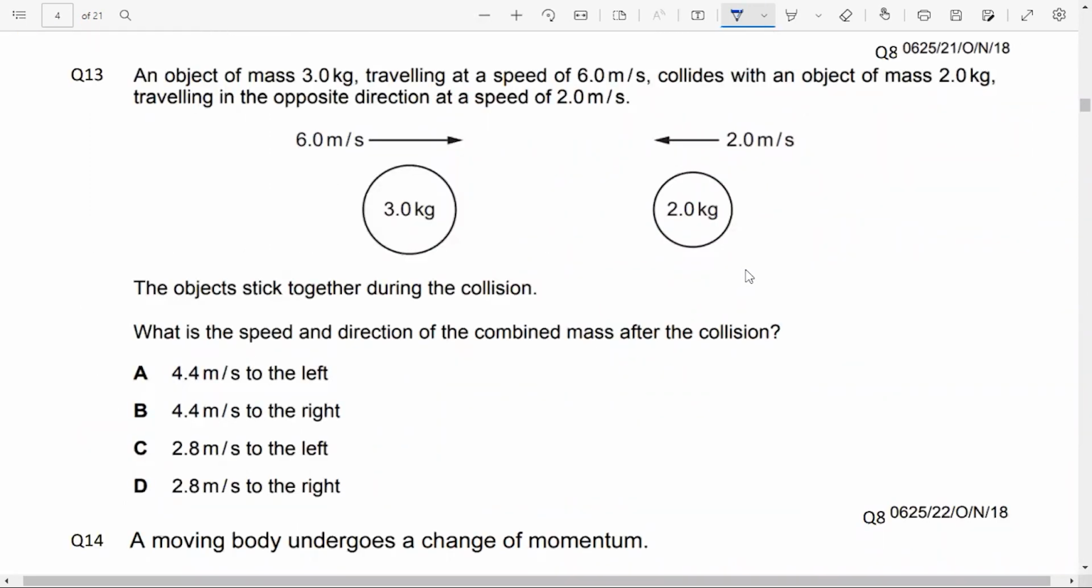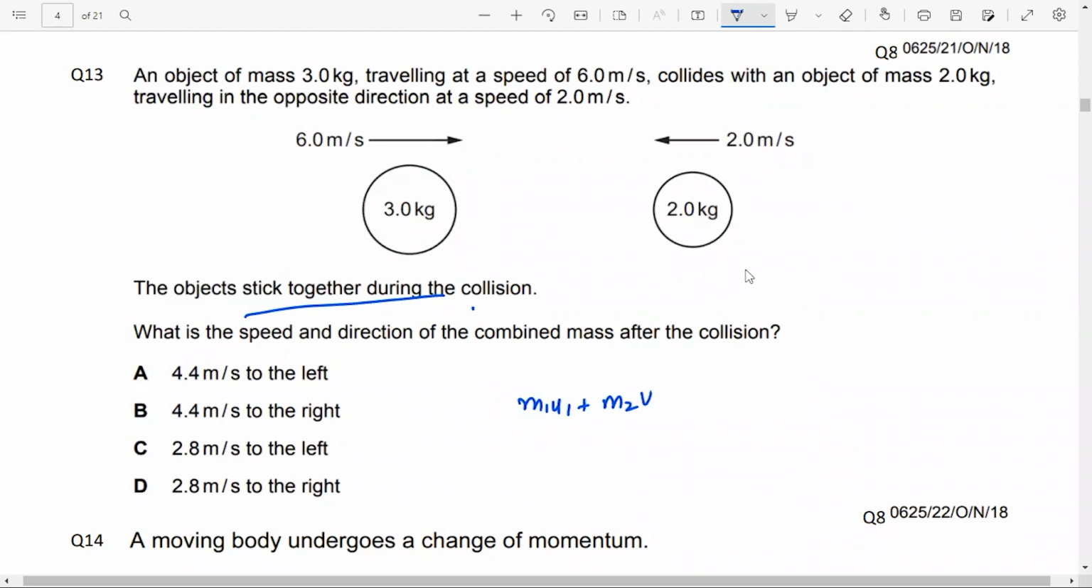An object of mass 3 kg traveling at a speed of 6 collides with an object of mass 2 traveling in the opposite direction at a speed of 2 meter per second. The objects stick together during the collision. What is the speed and direction of combined mass after the collision?